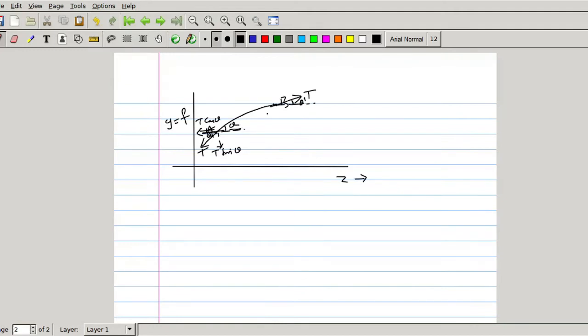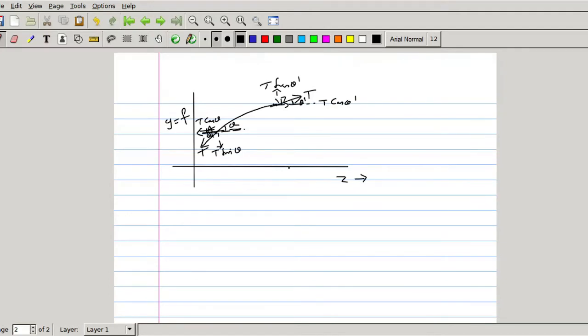This string is not a straight line. If it is straight, then the angle will be same. Since it is curved, the angle made by the tangent at different points with the x direction will be different. So I am taking the angle made by the tangent at the point B with the horizontal as theta dash, and T is tension. So along the x direction we are having T cos theta dash, and along the y direction we are having T sin theta dash. We are considering the displacement along y direction.